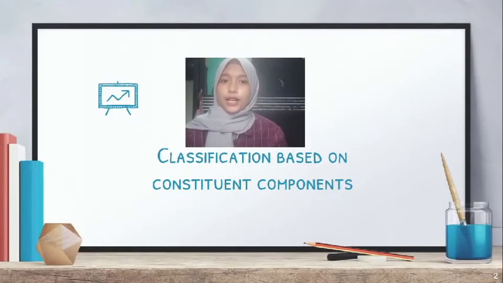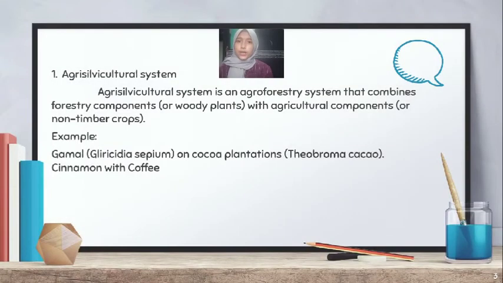First, I want to explain about classification based on its constituent components. The first is the agri-silvicultural system. Agri-silvicultural system is an agroforestry system that combines forestry components or woody plants with agricultural components or non-timber crops. Timber plants are intended for long cycle tree crops and non-timber crops for annual crops.